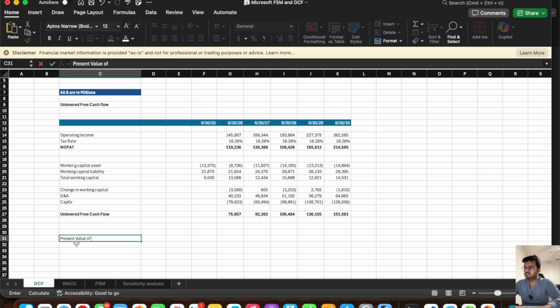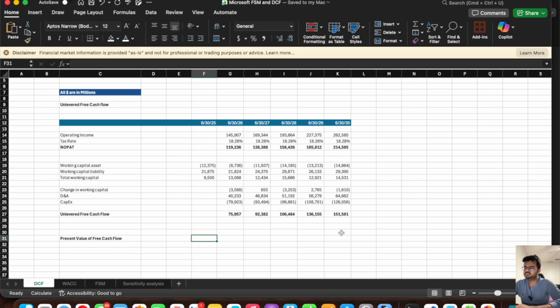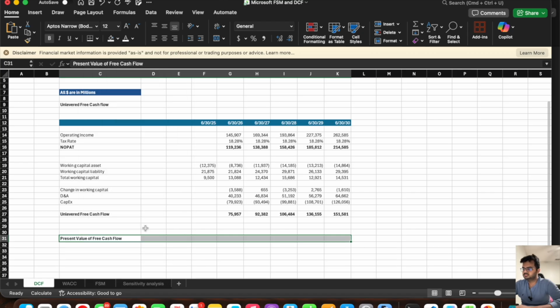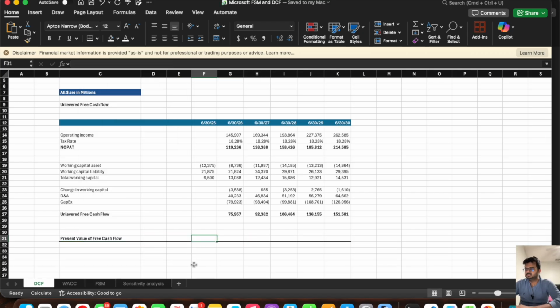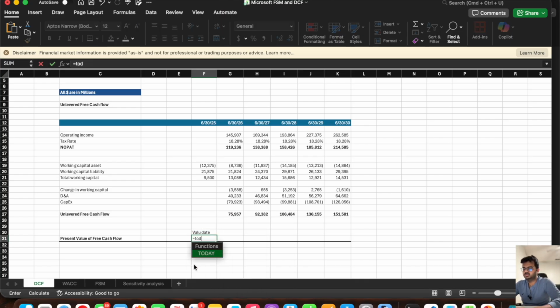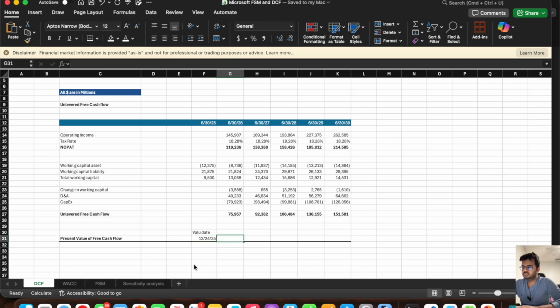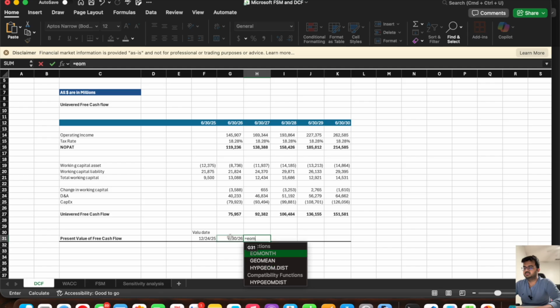Present value of free cash flow. So I'll put the valuation date. I'll just use the TODAY function. Then I will put in the dates which we have, that is the projected year end of Microsoft for the next set of fiscal years.